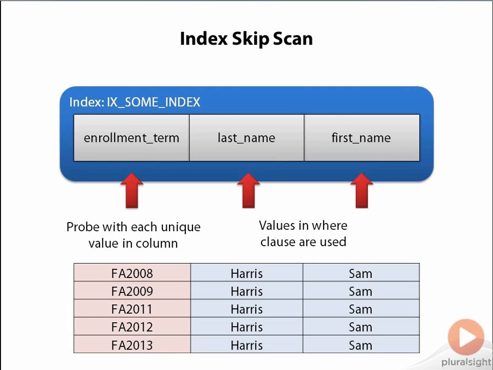When all of this is done, Oracle will aggregate together all of the results it found and pass those results off to the next operation. So what's really happening here is that Oracle is taking advantage of the fact that the first column has just a few unique values, and it's just probing the index for each unique value in the first column, looking for results that match the rest of our access predicates.